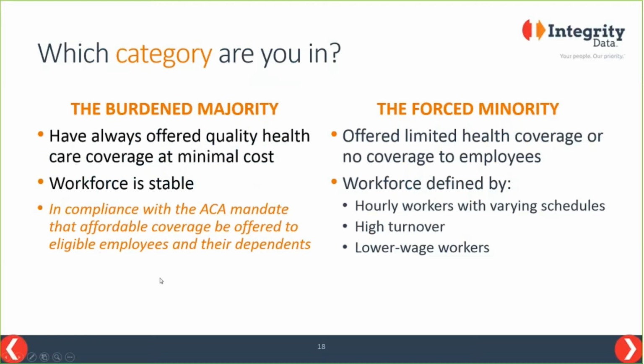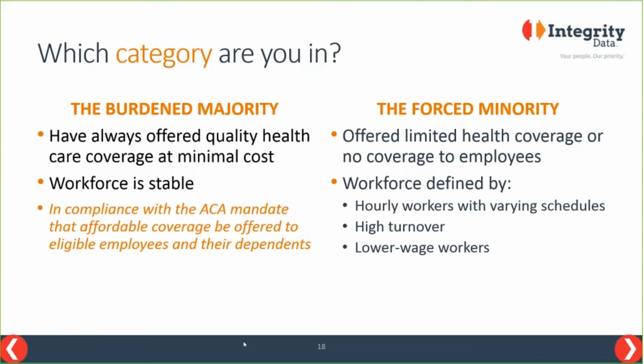All right, so the first action item is, and I'm going to fly through these next couple of slides, is to really think about what type of organization that you are. Are you part of the burden majority, which is kind of like the utilities I just mentioned, where they have a lot of offers of coverage, or they provide that coverage to employees or offer that coverage. It's good coverage. It's affordable. Workforce is stable, mostly full-time employees, not a lot of turnover. Their burden is that they now just have to report that.